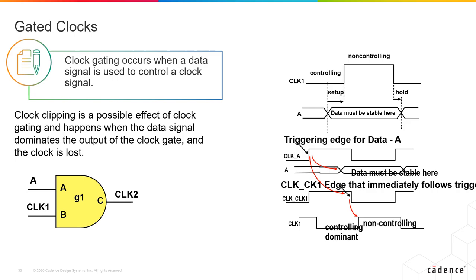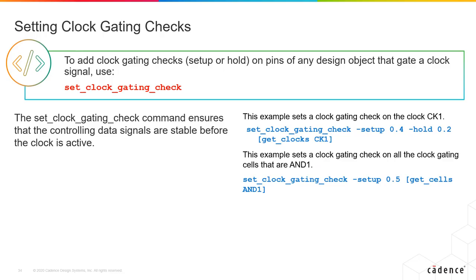Whenever you're using an AND gate or NAND gate, the dominant value is 0. The fan-out of the clock is much greater than those of most other signals. You can use the set_clock_gating_check command to set checks for setup or hold on the pins of any design object that gates the clock. In the examples shown, after creating the ideal clock, the clock gating check is refined with specifics for setup and 0.2.